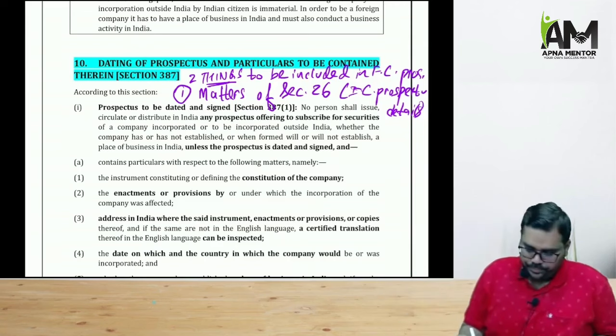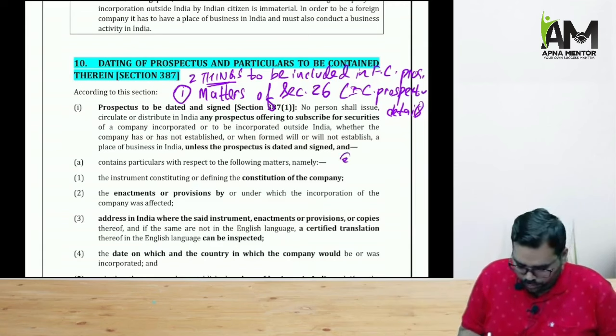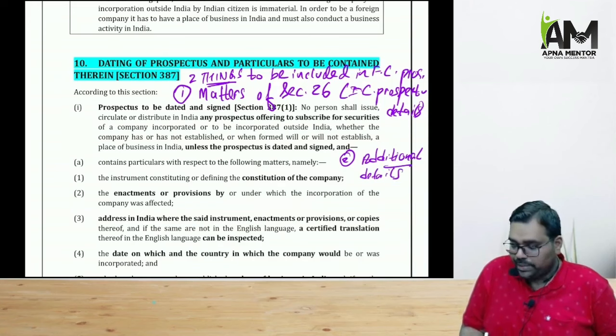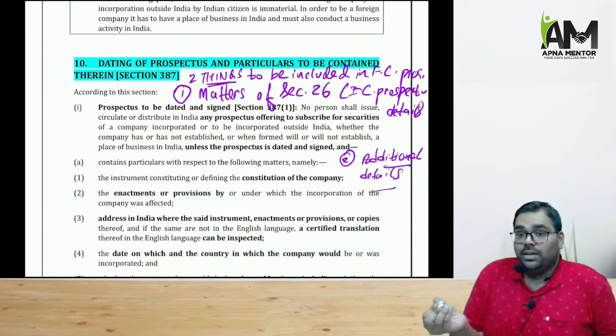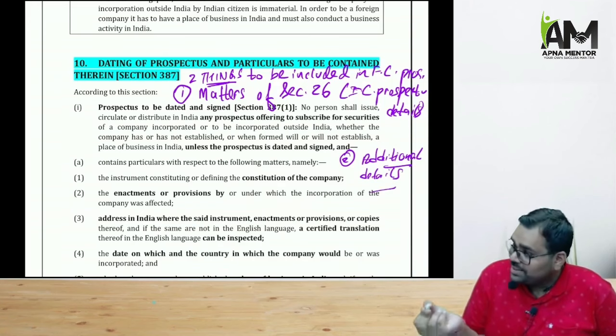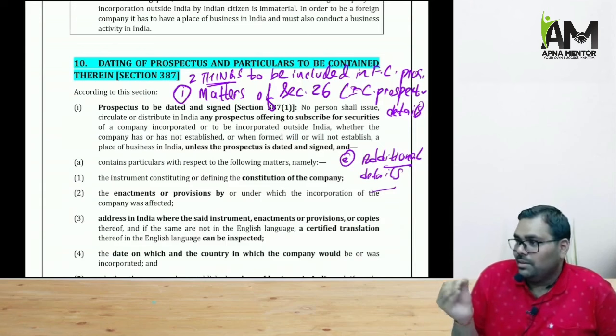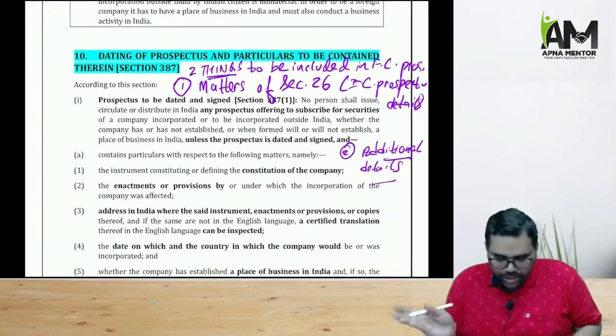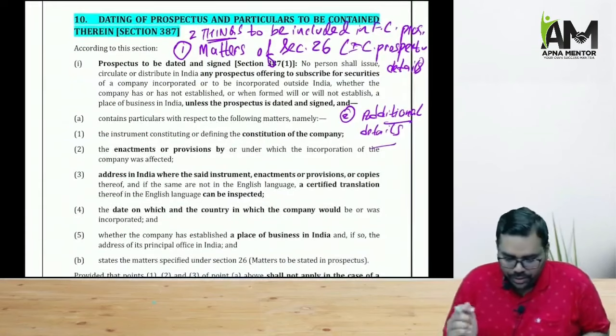Number two, additional details. Additional details means जो Indian companies को include नहीं करना होता. Only the foreign companies will have to include in their prospectus. Now that is very logical. For example, what will be the additional details out there?